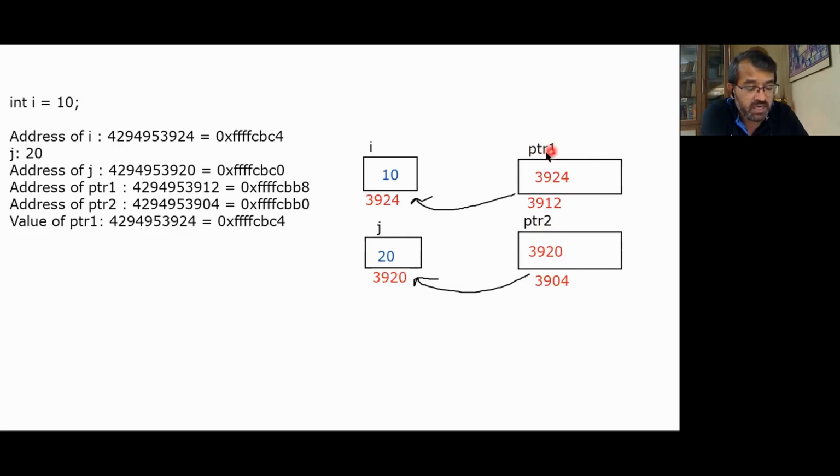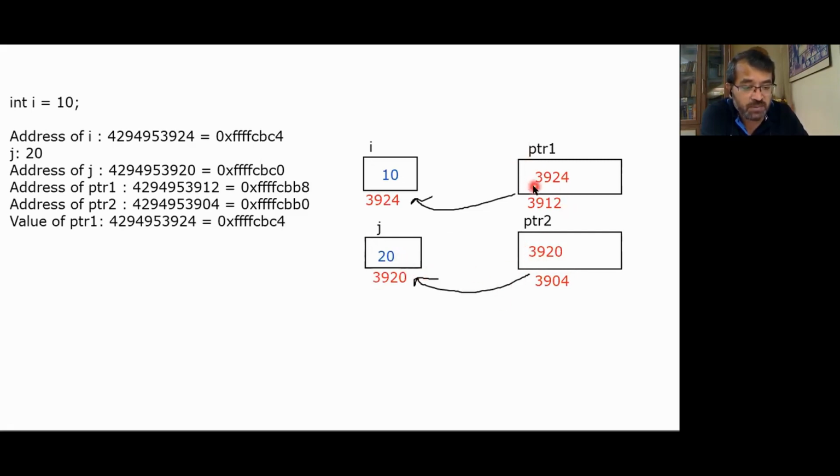But if I say star PTR1, the value stored at the address stored in the pointer variable. PTR1 is storing 3924. What is the value at that location? 10. If I say star PTR2, what is the address stored in PTR2? 3920. What is the value at that location? 20. So this is called dereferencing.